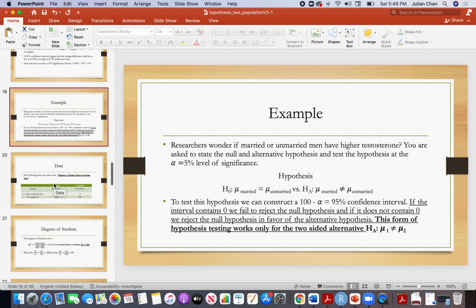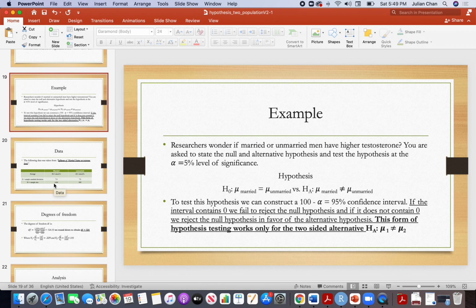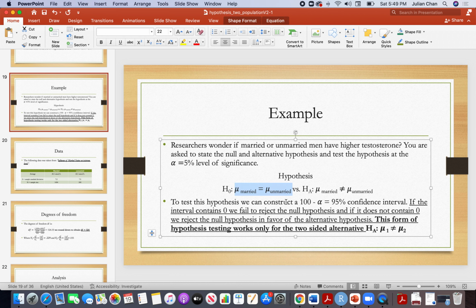So researchers wondered if married or unmarried men have higher testosterone. So you need to state the null hypothesis at the 5% level of significance. Remember, the hypothesis is always one of equality, that married men have as much testosterone as unmarried, and the researcher only believes that one is different, so this is a two-sided alternative.